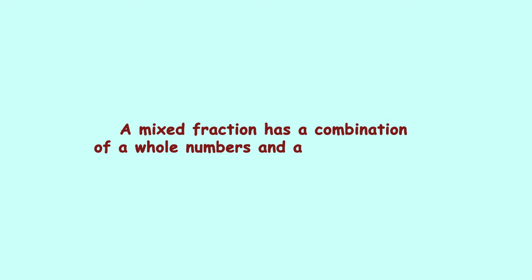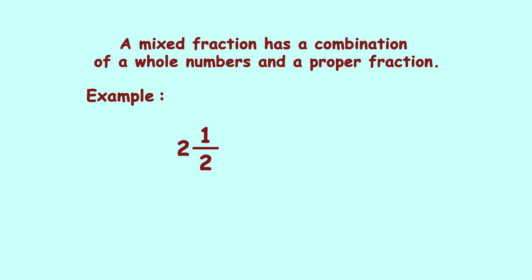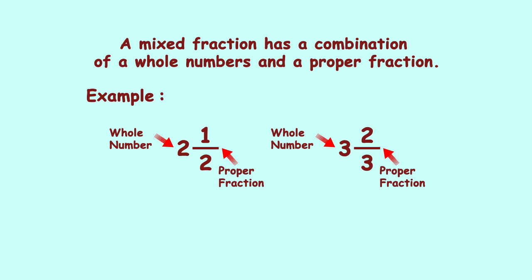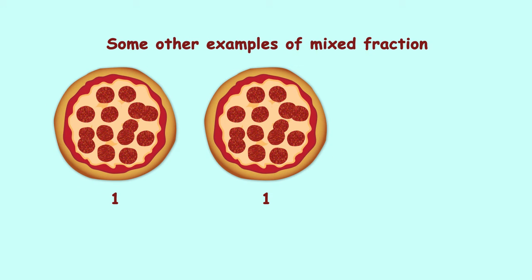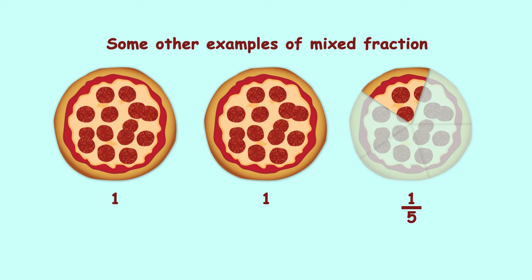A mixed fraction has a combination of a whole number and a proper fraction. Here, 2 1/2 and 3 2/3 are mixed fractions because in both the fractions 2 and 3 respectively are the whole numbers and 1 upon 2 and 2 upon 3 are the respective proper fractions. Let's study some other examples of mixed fractions. Suppose you have 2 whole pizzas and 1/5 of a pizza. We can write that you have 2 plus 1/5 which equals 2 1/5 pizzas.